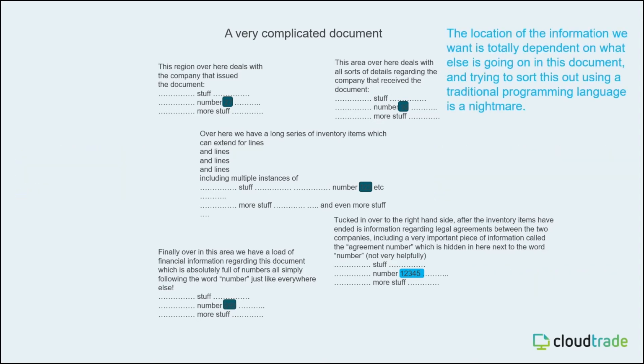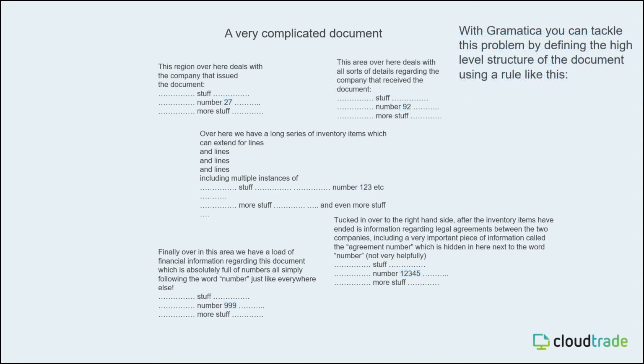Trying to actually get to the right one can be really quite a traditional programming nightmare. There's all sorts of strange logic involved that you would have to try and unpick. With Grammatica, essentially declarative rules, you tackle the problem by defining the high-level structure of the document.